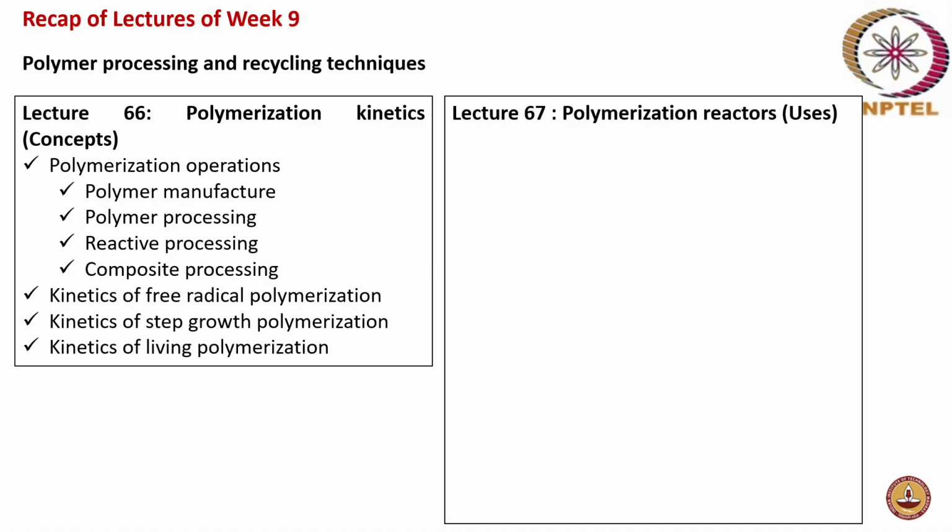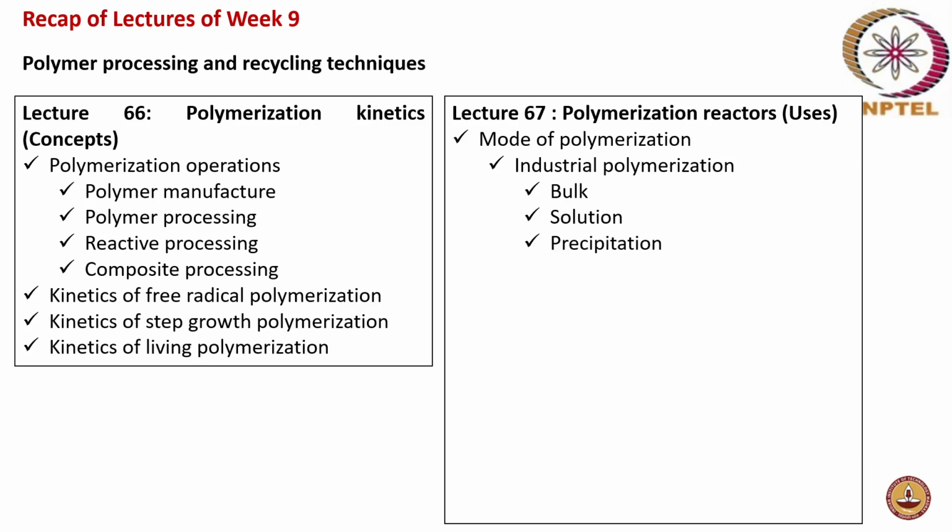And then lecture 67 was on polymerization reactors. So what are the different modes of polymerization? Industrial polymerization processes were discussed, where bulk polymerization, solution polymerization, precipitation polymerization, right? Suspension, and then emulsion polymerization. Compared to suspension polymerization, emulsion polymerization is a better one, where you can control the molecular size and all, because of the presence of surfactants, was discussed.